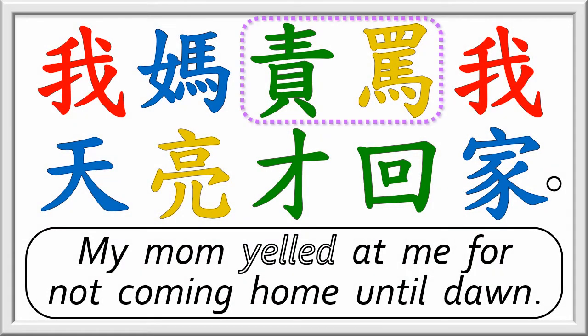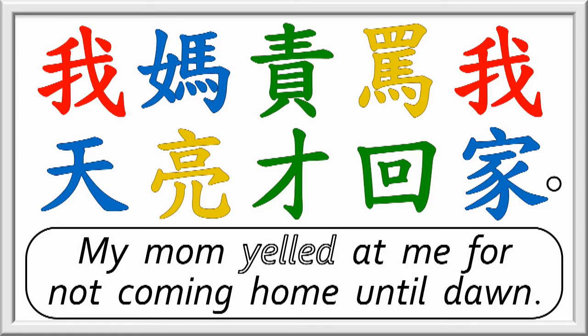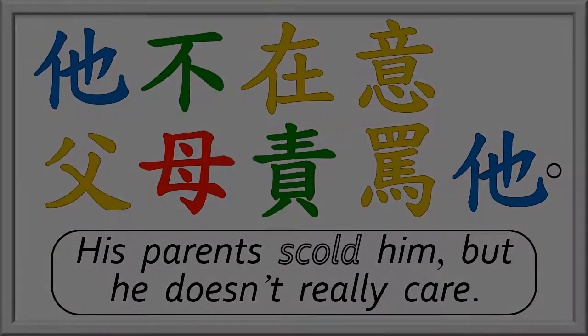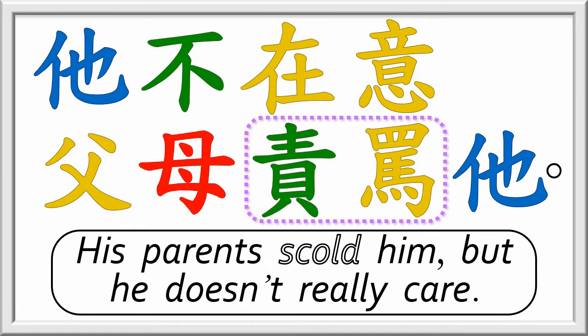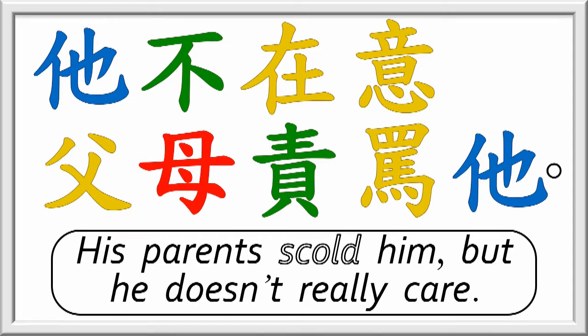This character can be paired with 责 from lesson 35. 我妈责骂我天亮才回家. My mom chewed me out for not coming home until dawn. Another example. 他不在意父母责骂他. His parents scold him, but it falls on deaf ears. He doesn't really care.